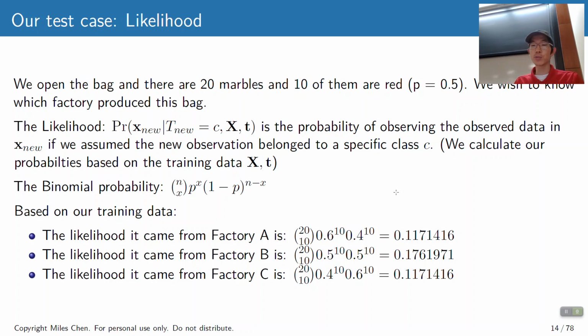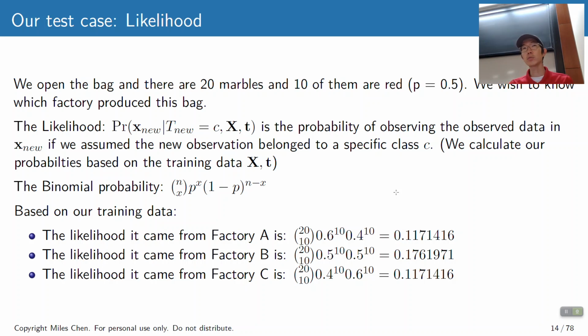Okay, and we're going to assume factory B is 50% red, and we're going to assume factory C is 40% red. So what we do now is we take our test case, we open up the bag, and we dump them out, and we get 20 marbles total. 10 are red, 10 are blue, right? So in our test case, our bag is 50% red.